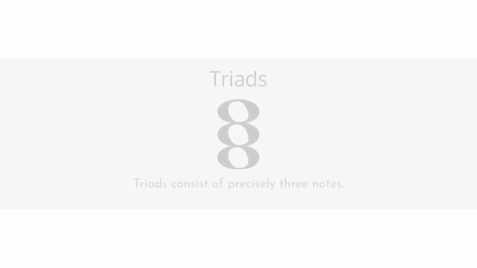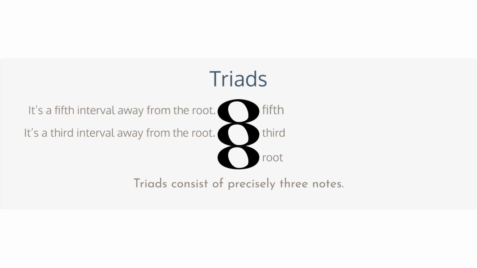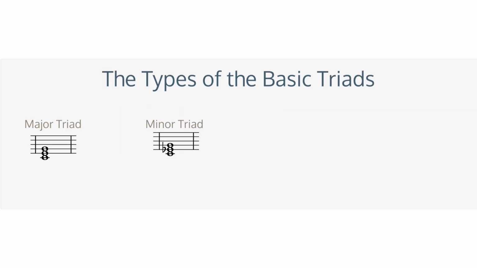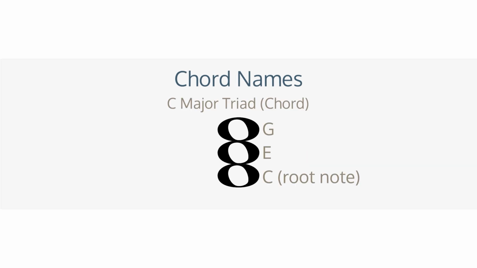A chord is a combination of 3 or more notes. Triads consist of precisely 3 notes. The lowest note of a triad is called the root, the middle is the third, and the highest note is the fifth. Basically, 4 types of triads exist: major, minor, diminished, and augmented. Chord names are made up of the chord type and the root note's name. For example, if a major chord starts with C, that's the C major chord.